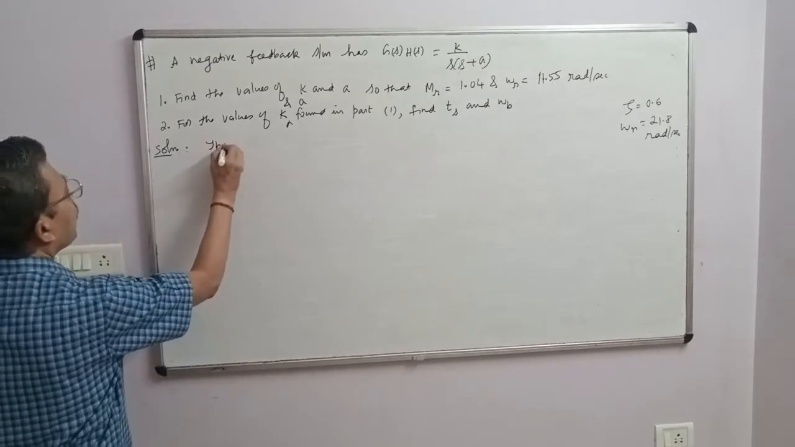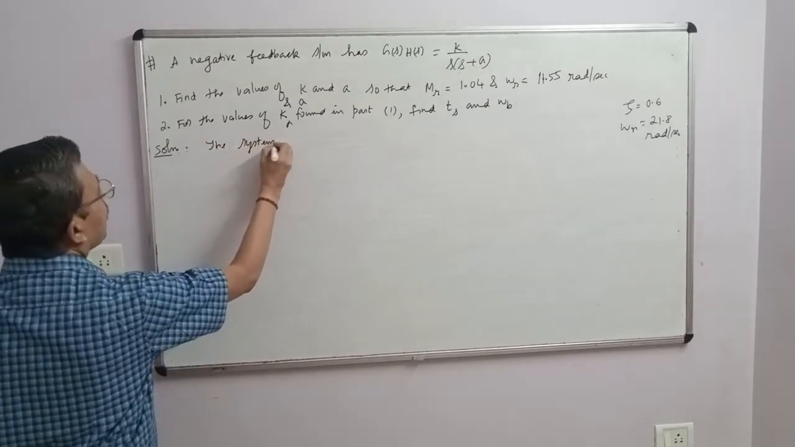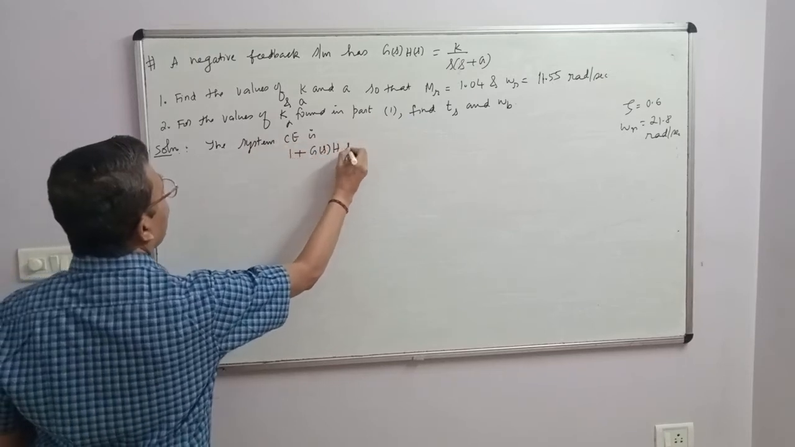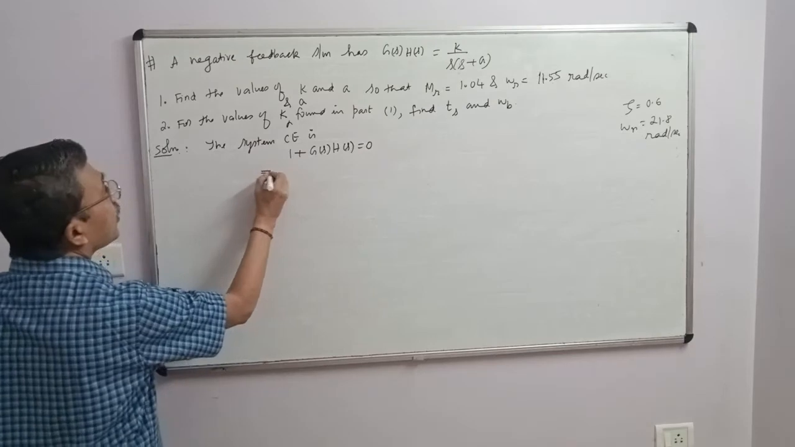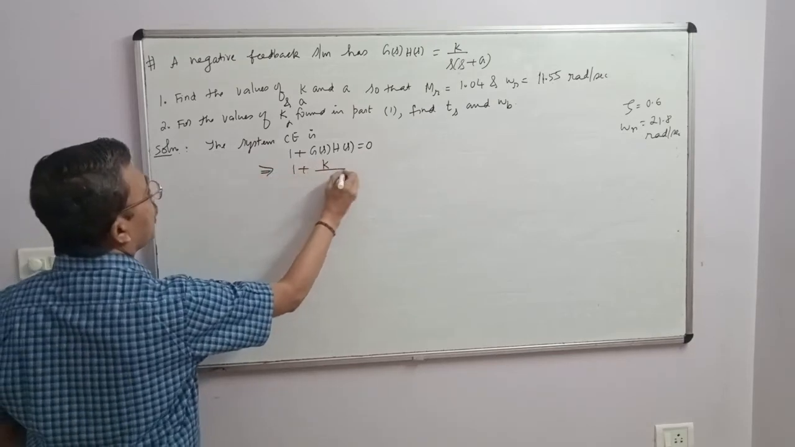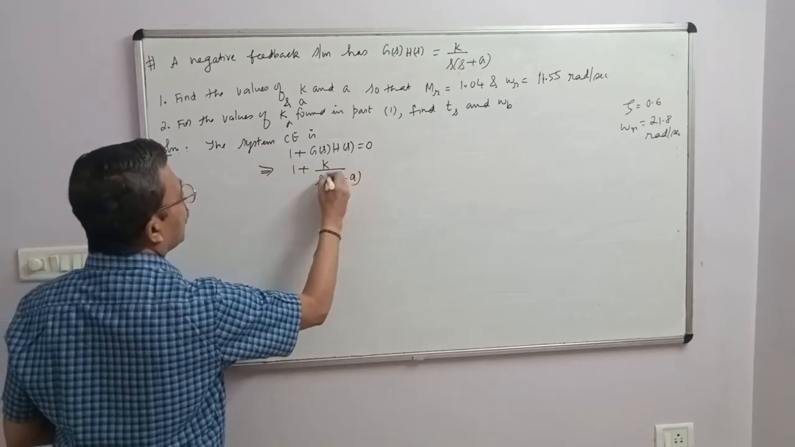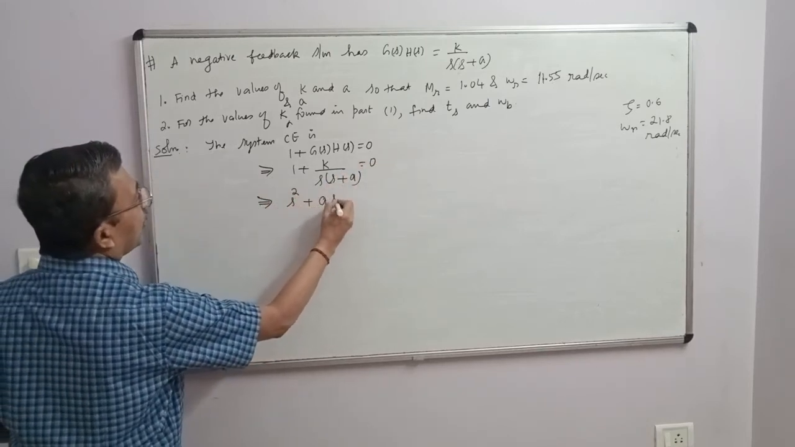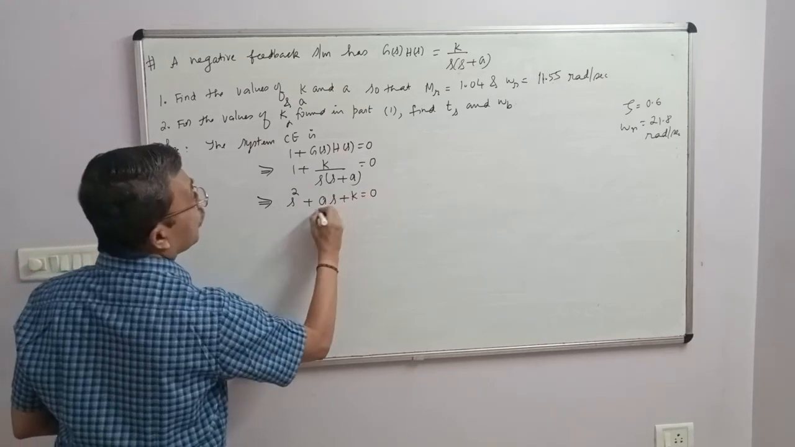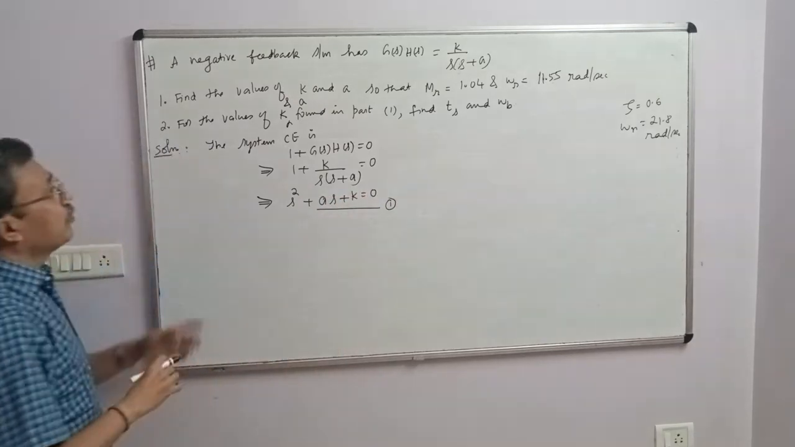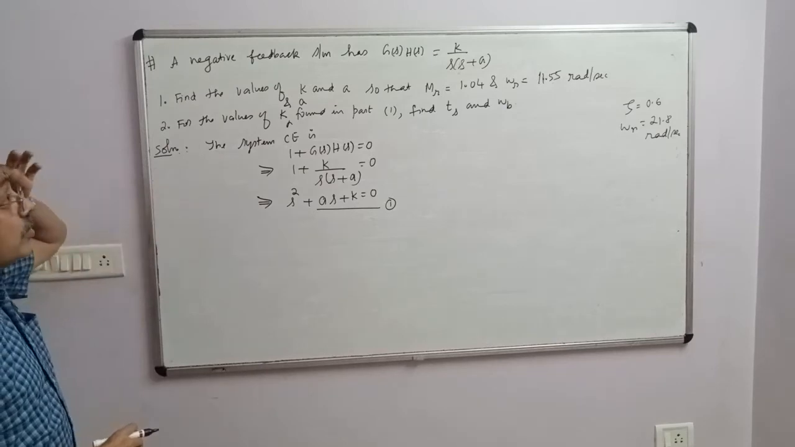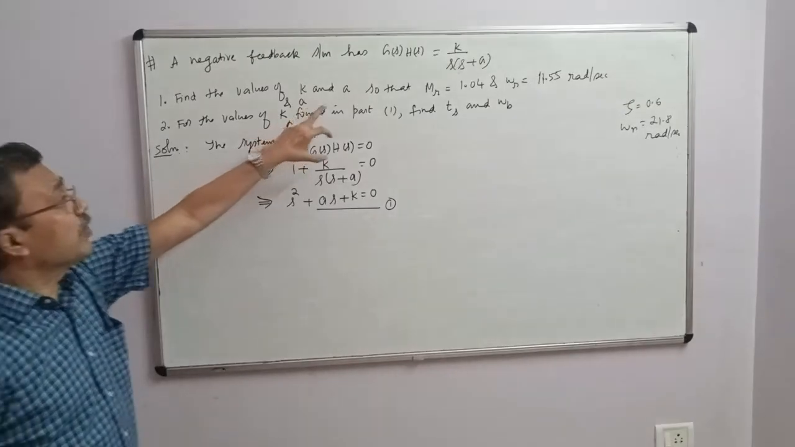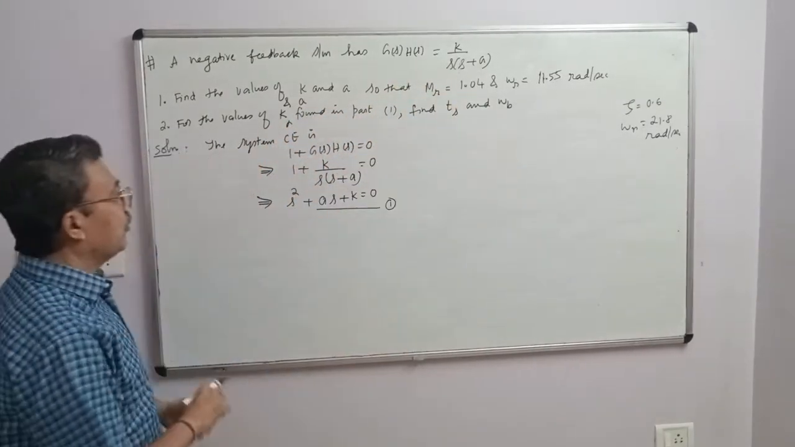The system characteristic equation is 1 plus G of s H of s equal to 0. This implies 1 plus K divided by s into s plus a is equal to 0. This implies s square plus as plus K equal to 0. This I call equation 1. G of s H of s is given as K divided by s into s plus a.